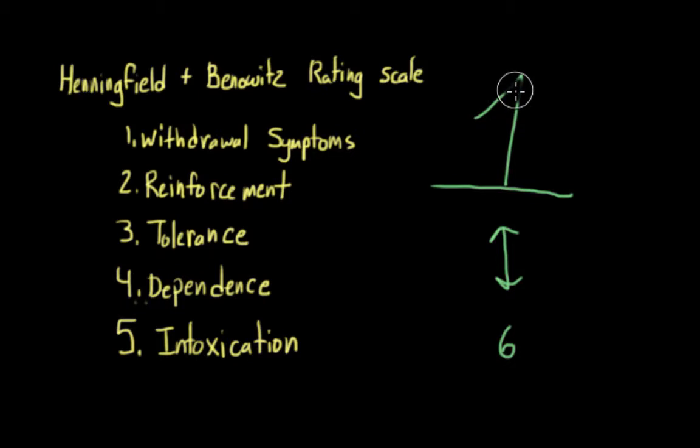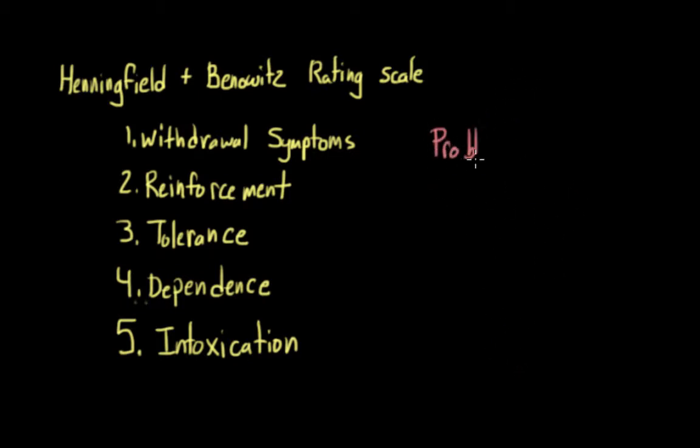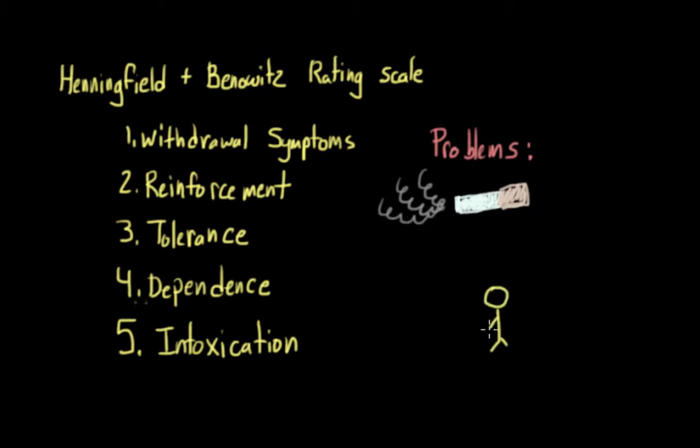But even though the scale takes into account 5 very important aspects of harms that can be caused by drugs, there are some problems with it. One problem is that it ignores long-term health consequences. So lung damage from smoking nicotine and marijuana wouldn't be reflected here. But that seems like a really important thing to consider when trying to figure out which drugs are the most dangerous. Also, this rating scale doesn't take any social consequences into account.